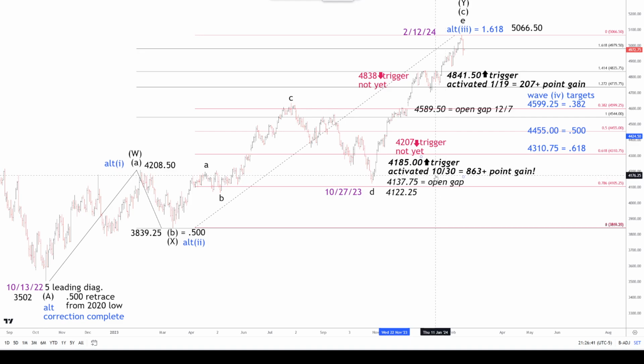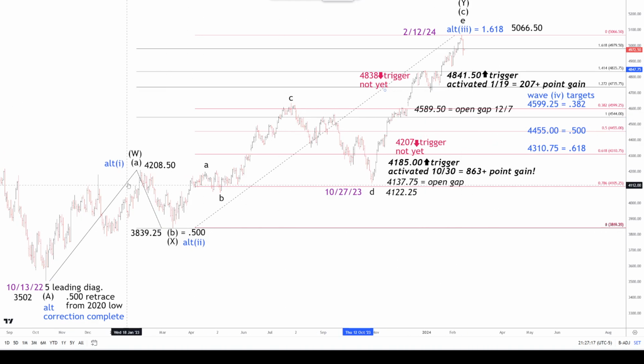This one from 1030 was activated off of that 1027 low, so 3 days after we had an upside trigger. It has an 863 point gain at $50 a point. You can do the math. That's pretty darn good. And the other one was at 48.41.50. That trigger has produced a 207 point gain up to that 50.66.50 high. All right, the next trigger to the downside is over here at 40.38, and the one after that is down here at 42.07.